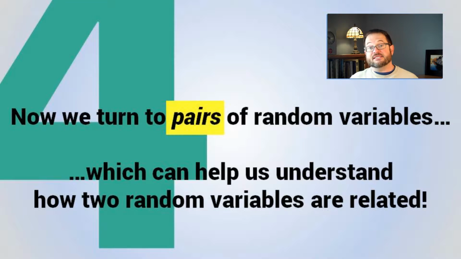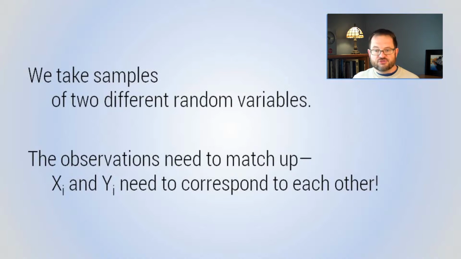What we're going to be doing is taking samples of two different random variables and then making sure that those observations match up. So if we have one random variable called x and another random variable called y, then we need to make sure that observation xi matches up to observation yi. I need to be comparing, let's say, the cloud cover now to the output of my solar panel now, not mismatching those observations. And then tomorrow's observation of cloud cover matches up to tomorrow's output from my solar panel, and so on.